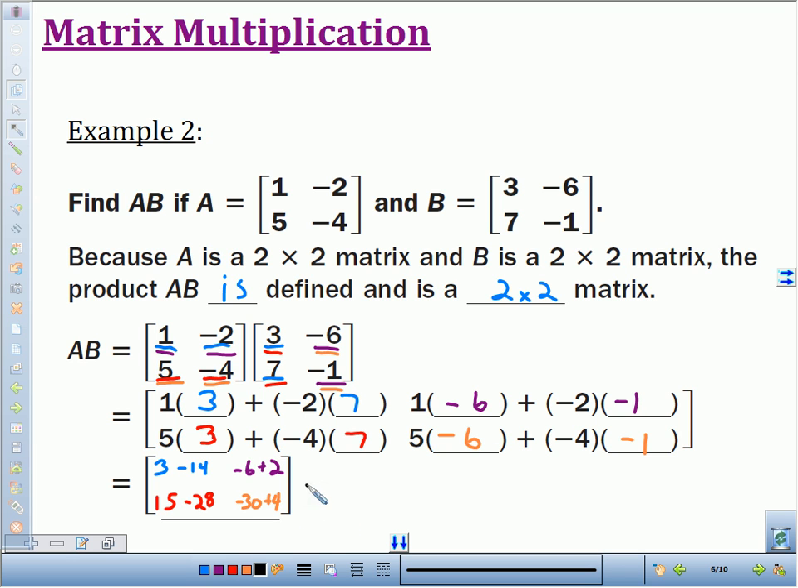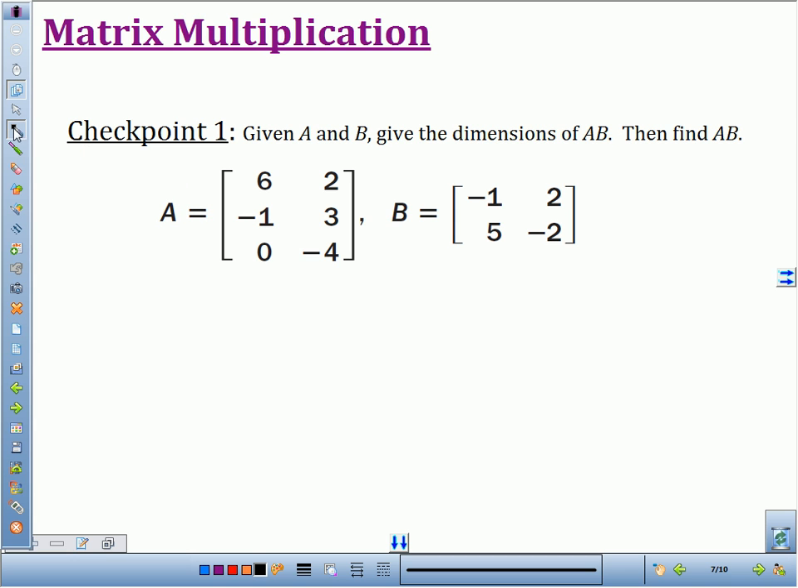Now it doesn't give us an extra matrix, but I'm going to draw one in. 3 minus 14 is negative 11. 15 minus 28 is negative 13. Negative 6 plus 2 is negative 4. And negative 30 plus 4 is negative 26. Make sure that you have all of the numbers multiplying in the right order so that you get the correct matrix.